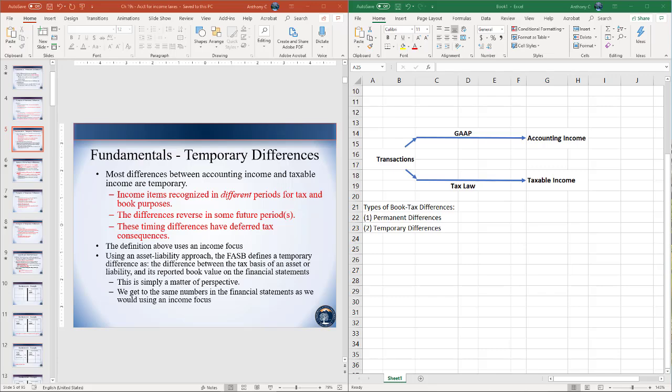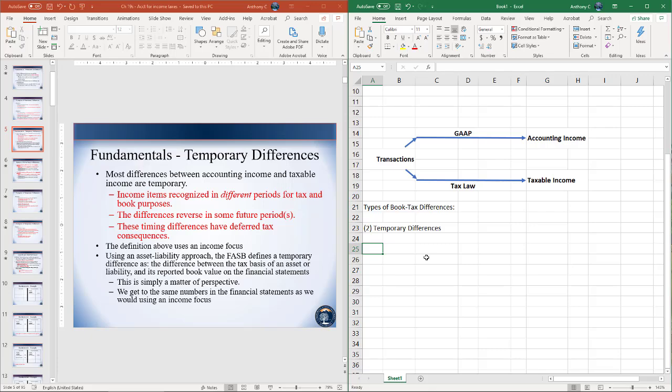Earlier, as we said, GAAP and tax law just take the transactions of a company and we use them to compute some income number. Again, accounting income typically will not equal taxable income. If we ignore permanent differences for now, really the only difference then between accounting and taxable income is temporary differences. A temporary difference just means we'll include some revenue or expense transaction on income, but we're going to recognize them at different points in time for accounting income and taxable income.